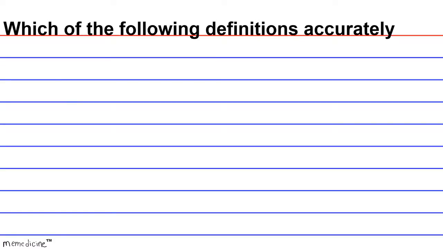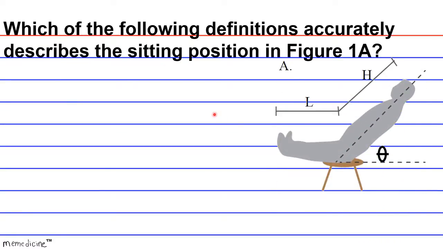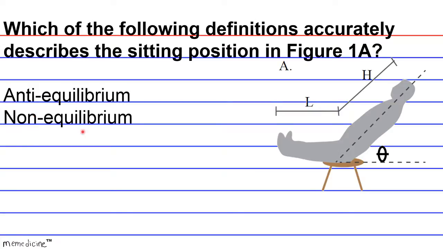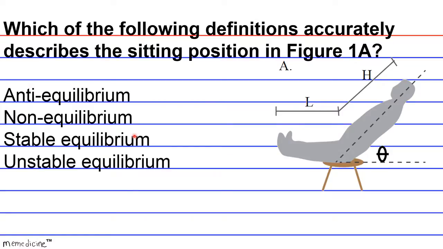Which of the following definitions accurately describes the sitting position in figure 1a? Is it A, anti-equilibrium, B, non-equilibrium, C, stable equilibrium, or D, unstable equilibrium? I'll give you a moment to think. Notice you don't need the passage for this question. This is a standalone question that requires you to have outside knowledge of the correct terminology.